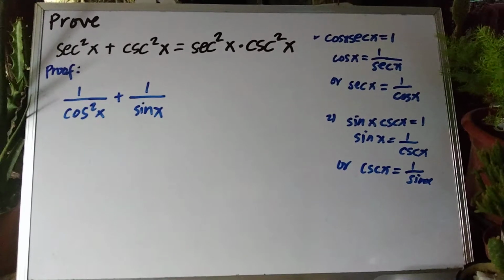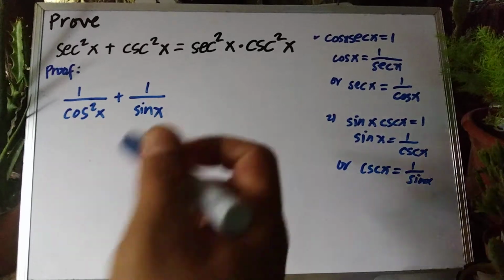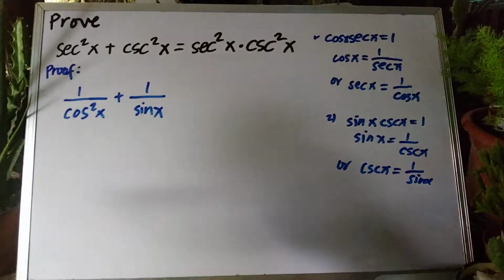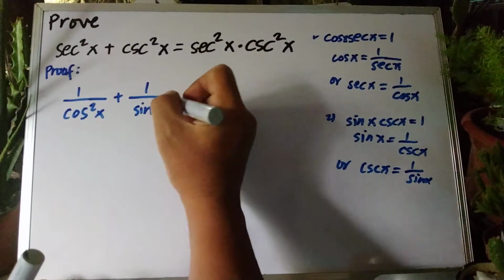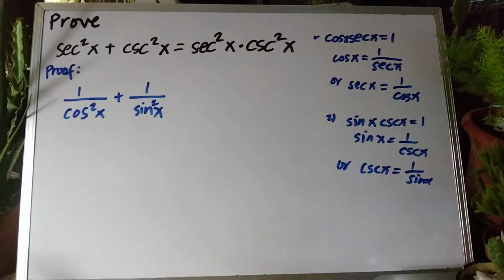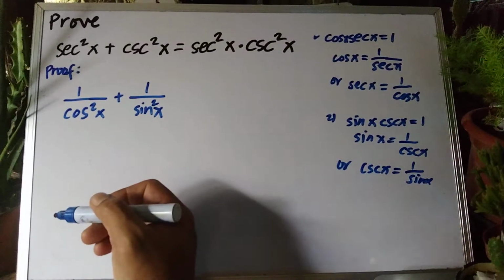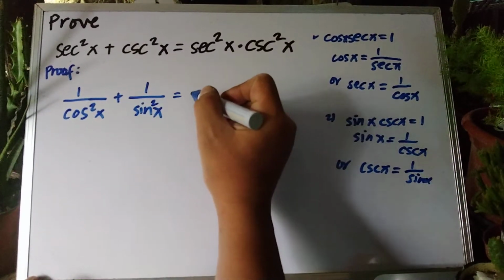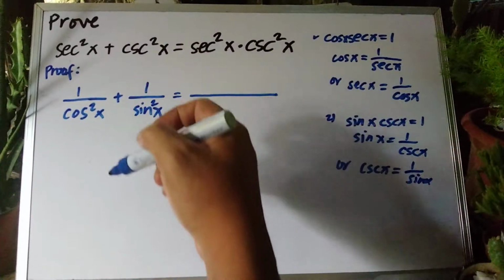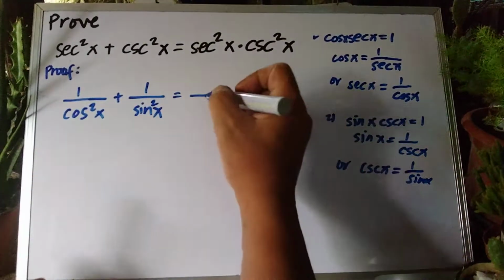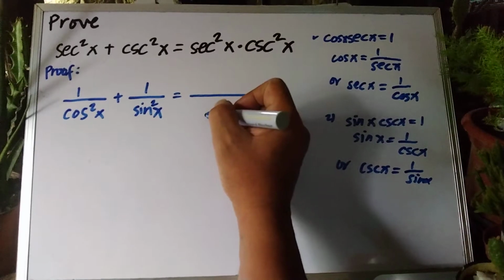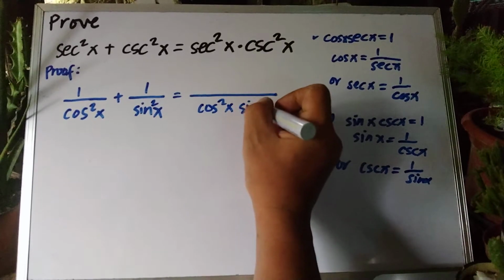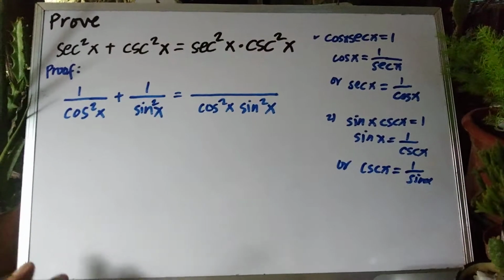Okay. Now we have a fraction, 1 over cosine squared x plus 1 over sine squared x. I'm sorry, sine squared x. Okay. So, i-add natin yan. It's just the same as how we add fractions. So, here, kukunin natin yung LCD. Si LCD dito is yung dalawang denominator. You have here cosine squared x times sine squared x. Okay, yan si LCD dyan.